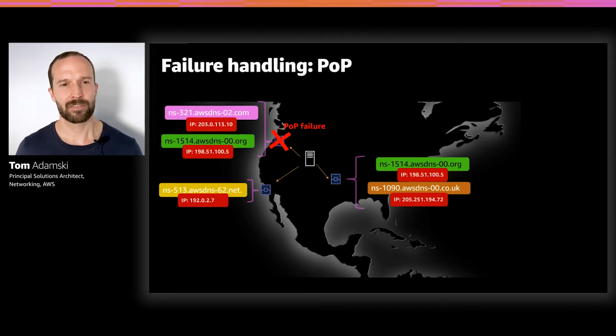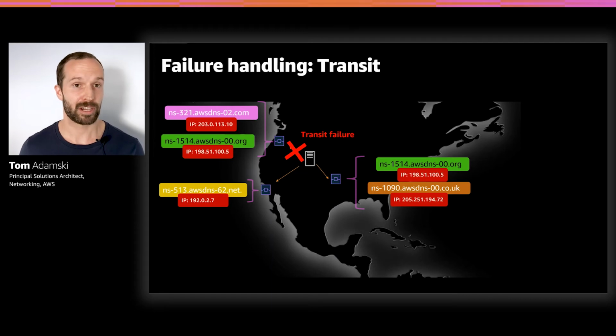It can also survive a more complex failure. So imagine there's an issue with the network provider, the transit provider where your resolver lives or where your network is. And some of the traffic is getting incorrectly blackholed by the transit provider. Because we don't advertise all 4 name servers from the same location, even if some of the traffic is blackholed, the resolver still has the ability to try all the other locations. It still has the ability to get an answer for the query.